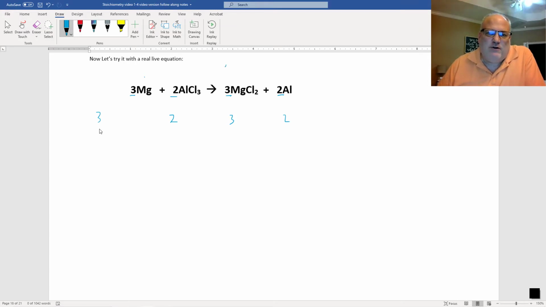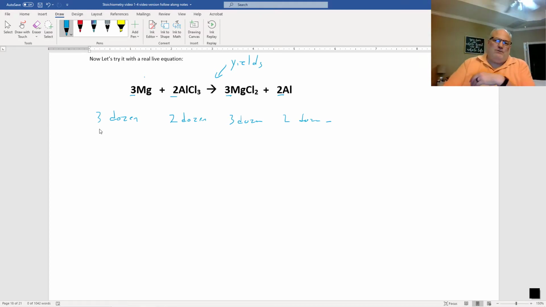By the way, this arrow, we sometimes say it means yields. Similarly, and again, I don't want to insult your intelligence here, couldn't we say 3 dozen of these for every 2 dozen of the aluminum chlorides will form 3 dozen magnesium chlorides and 2 dozen aluminums? But that's not really why we're here today, right? The reason we're here is because we're going to deal with moles. So let me just say it straight up: equations are written in moles.